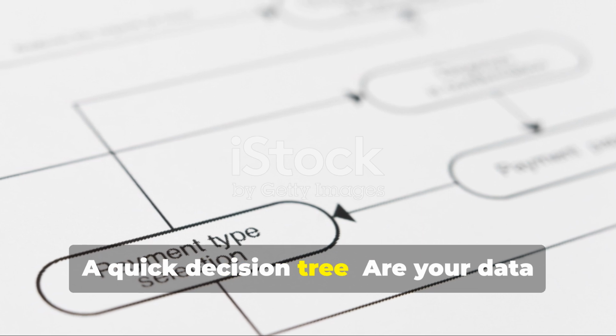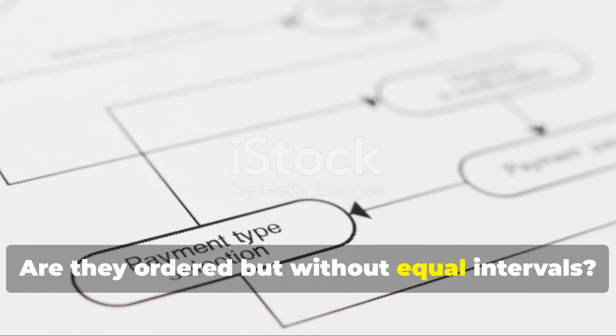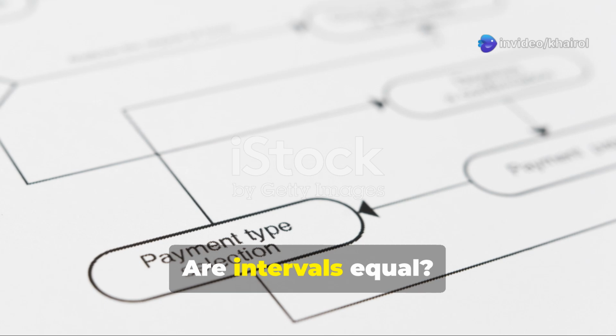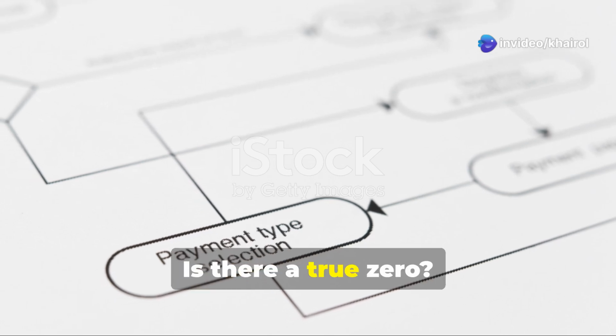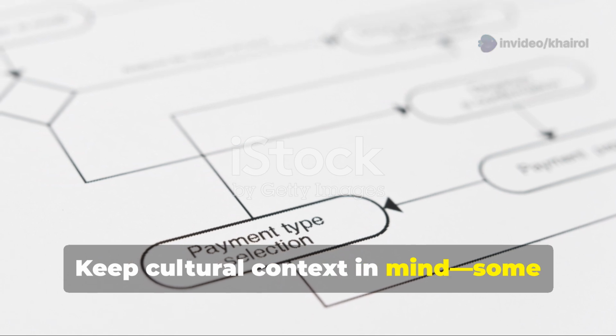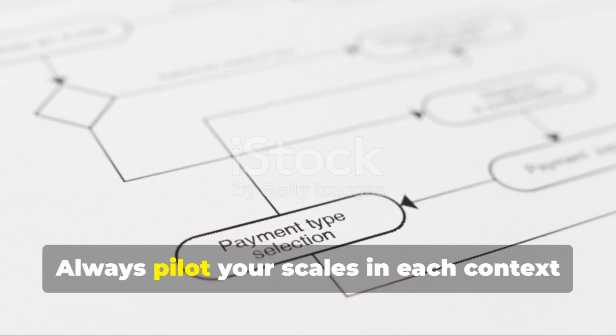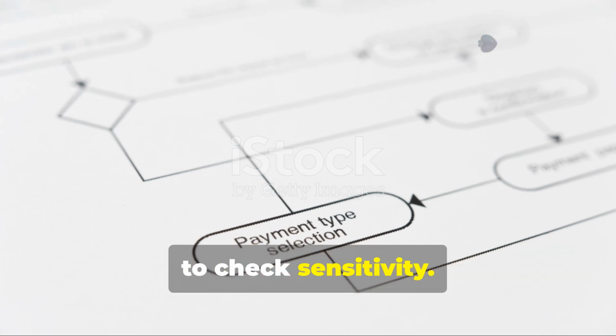A quick decision tree: are your data purely labels? Nominal. Are they ordered but without equal intervals? Ordinal. Are intervals equal? Interval. Is there a true 0? Ratio. Keep cultural context in mind. Some cultures respond differently to scale lengths or extremes. Always pilot your scales in each context to check sensitivity.